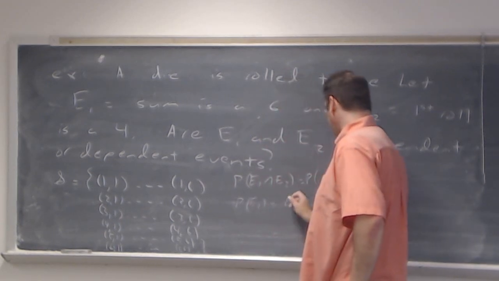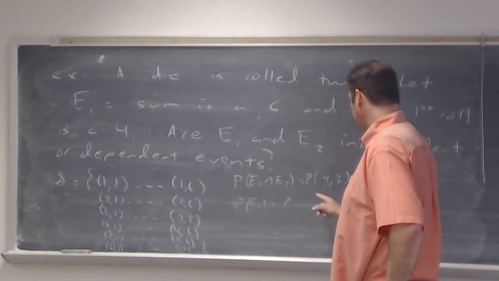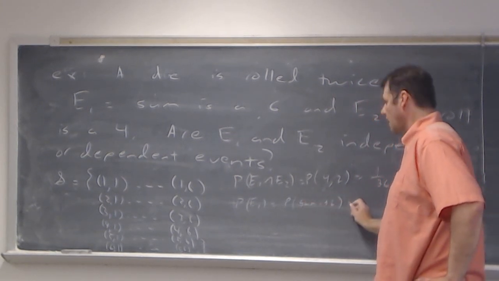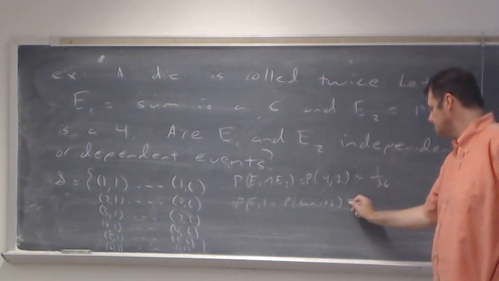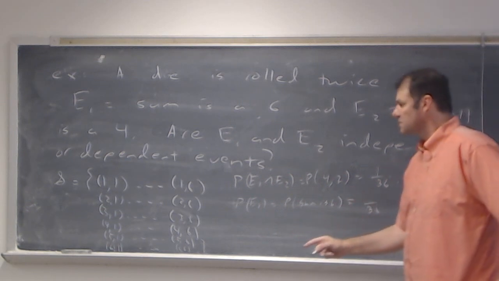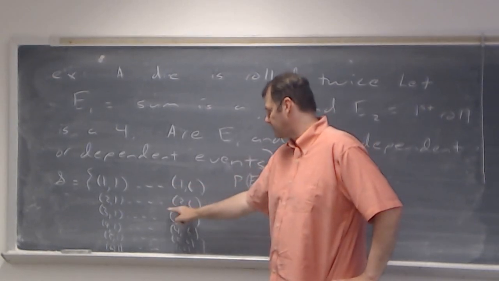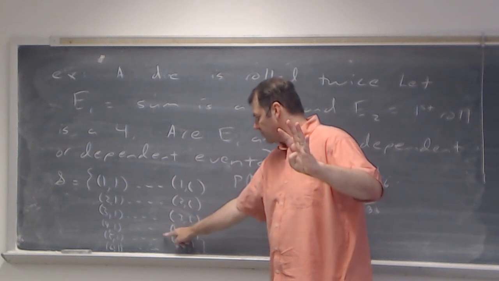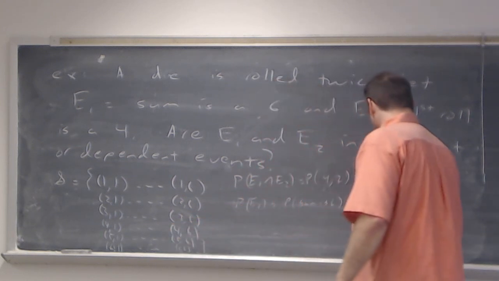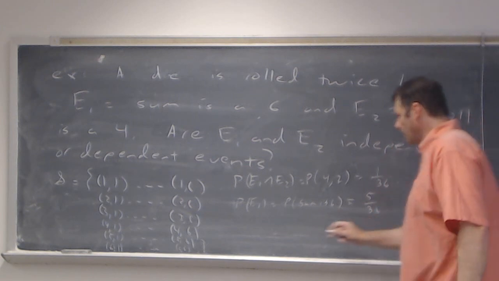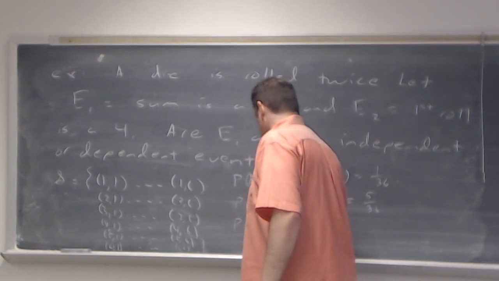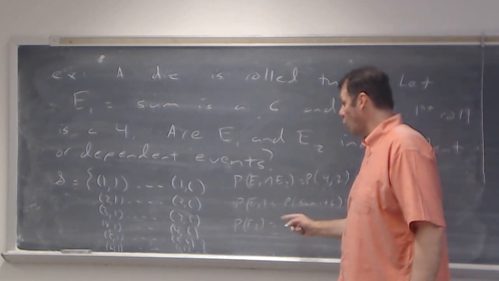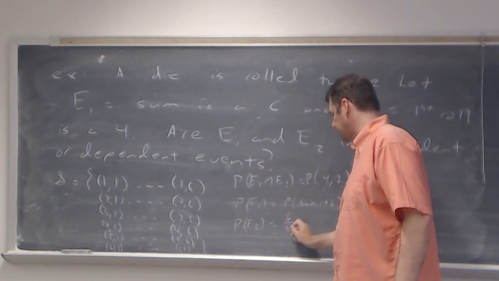Well, that's the probability that the sum is 6. How many of our 36 have their sum 6? Well, in this row, there's 1, 5. 2, 4, that's 2 of them. 3, 3. 4, 2. 5, 1, none here. So it's 5 out of 36. The probability of E2, that's the probability that the first roll is 4. That's 6 out of 36.